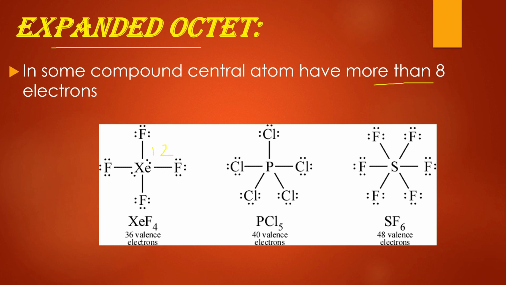Now I am taking another example, PCl5. In PCl5 there are 10 electrons with phosphorus, so again this is an example of extended octet. I am taking the SF6 example. Here 6 bonds are there, so that means 6 times 2, 12 electrons are there. All three, 12, 10 and 12, are more than 8, that is why they are examples of extended octet, and here again the octet rule is violated.